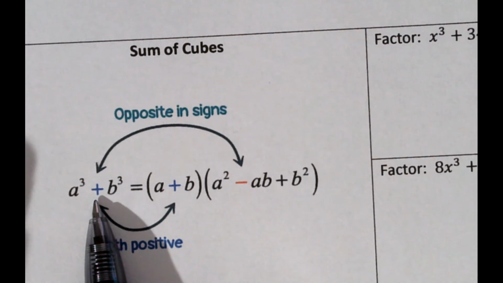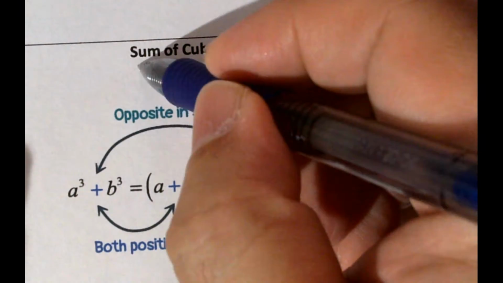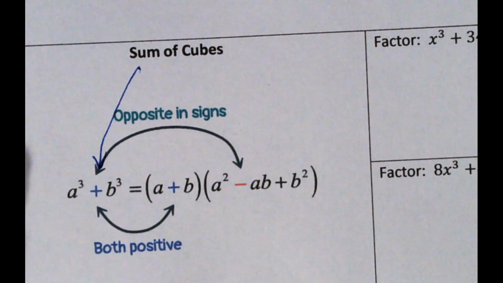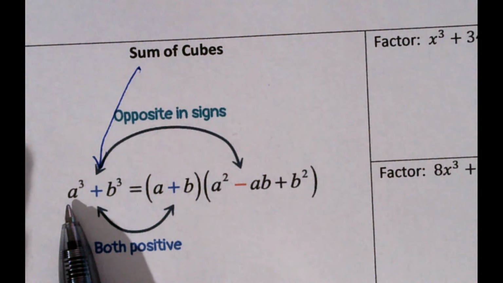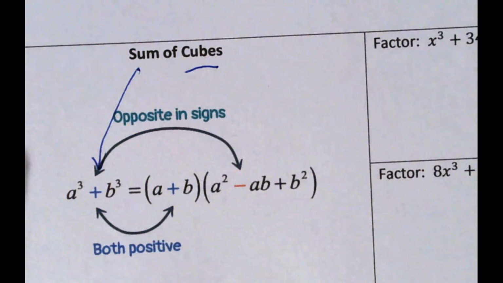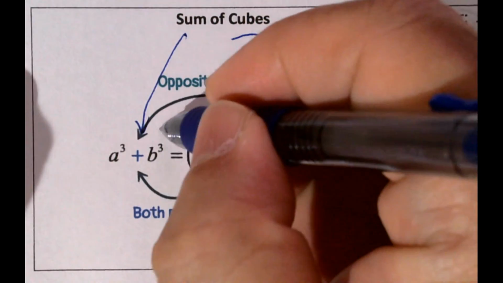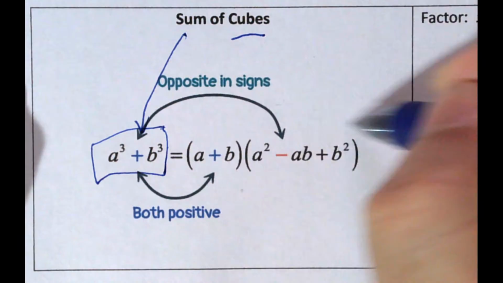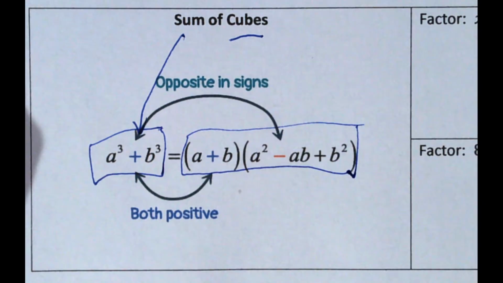There's a positive sign here. That's what makes it a sum, because you're adding a cubed plus b cubed. That's the cube part, okay? So what's going to happen is you'll be given the left side, and you've got to break it up into the right side. That's what's going on here.